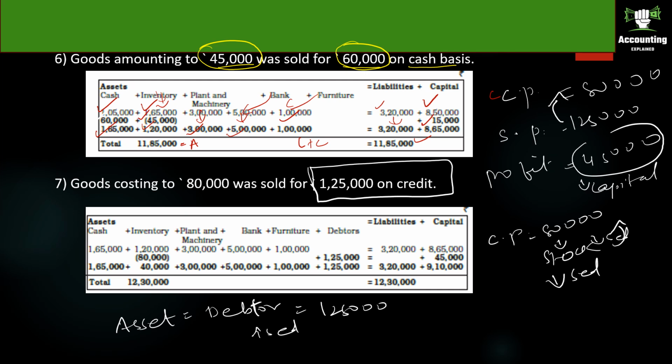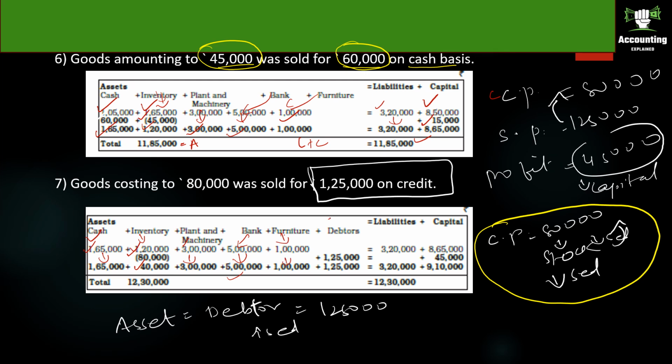Now the closing balance from the previous transaction, it is 1,65,000 cash. We are taking it 1,65,000. Next, inventory is 1,20,000. What happened to the inventory? Inventory is decreased by 80,000. See here. So inventory is decreased by 80,000. Now the new inventory becomes 40,000. Plant and machinery remains the same as 3 lakhs. Bank remains the same as 5 lakhs. Furniture remains the same as 1 lakh.